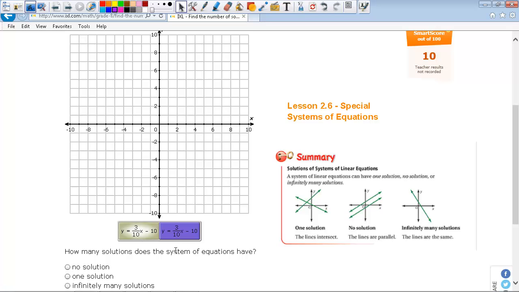So my first one, y equals 3 over 10x minus 10. My y-intercept is -10, and my slope is up 3, right 10. And the second equation is exactly the same. So out of my options, that one is infinitely many solutions because the lines are the same.